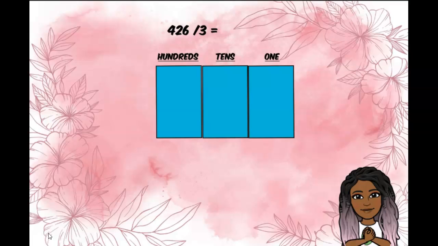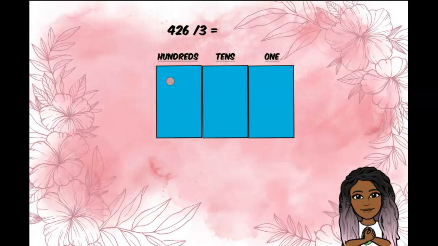Scholars, now that I have my place value chart set up, let's add my place value discs. I know here it's telling me I have 400, so I have 400s in this box. This is telling me I have 2 tens, so I would have 2 tens in this box. This is telling me I would have 6 ones, so I have 6 ones in this box. Let's get started.